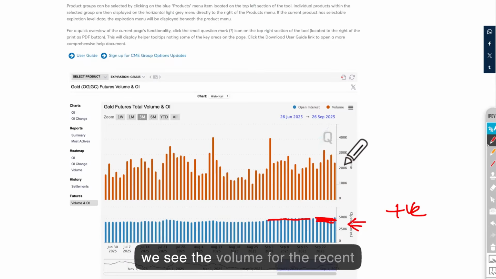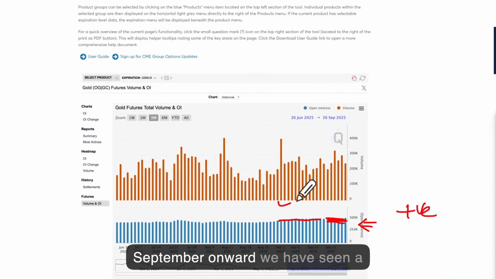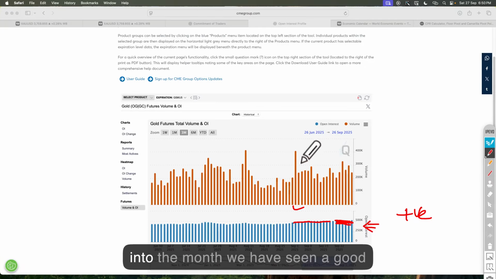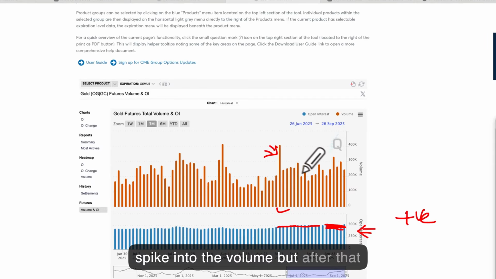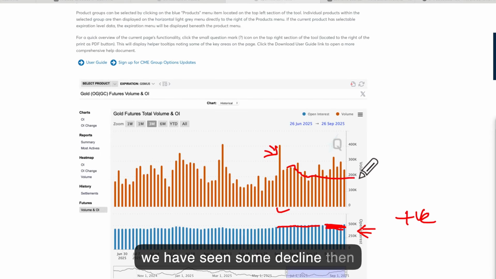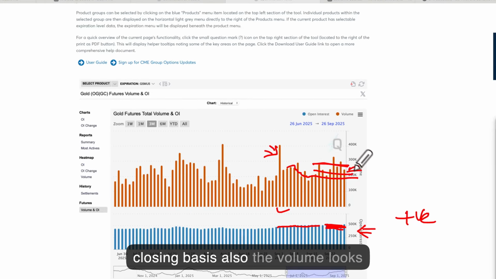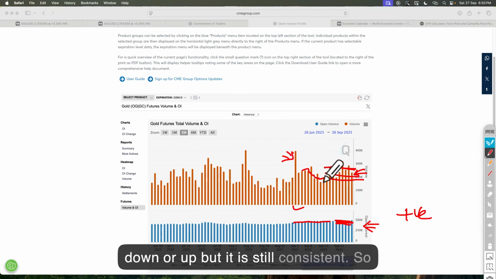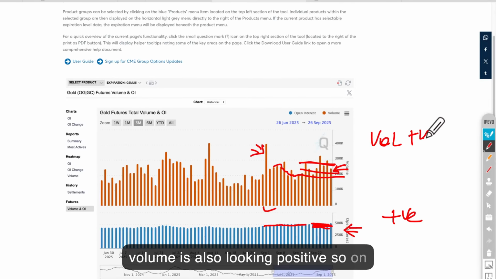Also, if we see the volume for the recent week, from September onward we have seen very good volume. After the month opening we saw a good spike in volume, but after that some decline. Then again the volume is consistent, and on a closing basis the volume also looks good. There is no strong trend down or up, but it is still consistent. So volume is also looking positive.